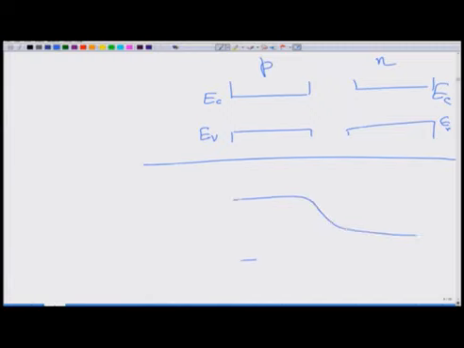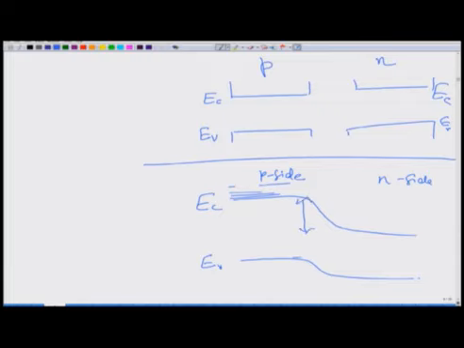a diagram like this. This is the conduction band and this is the valence band energy. So the conduction band energies are here, the valence band energies are here, and so on. That is how it will look. This is the n side, this is the p side, and this total difference, this barrier difference, is what we had calculated, V naught.